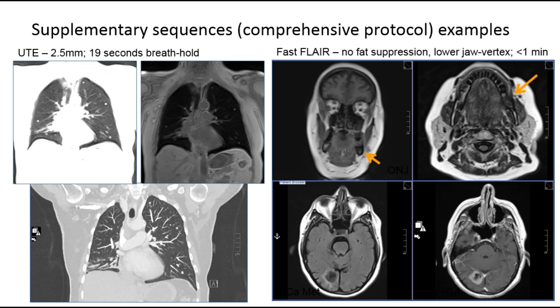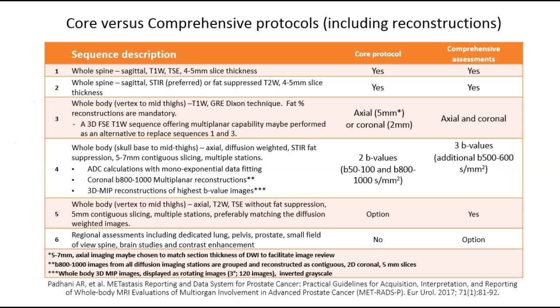We almost always do a UTE sequence of the lungs, either in the axial or the coronal planes. This is a very short breath hold. We always also do FLAIR sequences of the whole brain, and this enables us to look at metastases, osteonecrosis of the jaw, for example, and if we need to give contrast, then it's possible to do, but the entire examination should be completed in 1 hour.